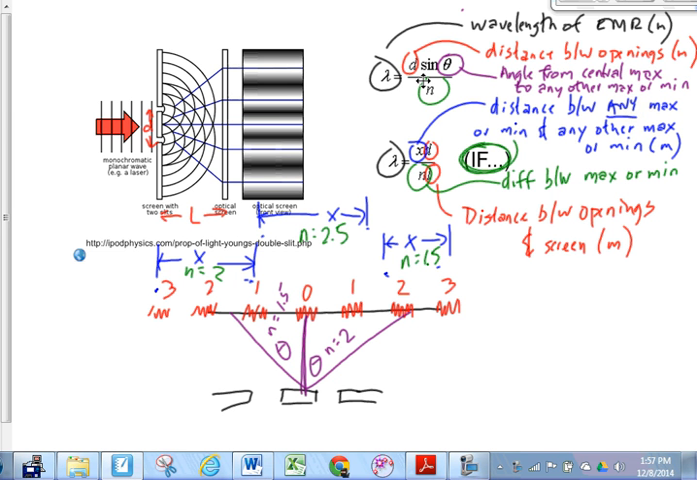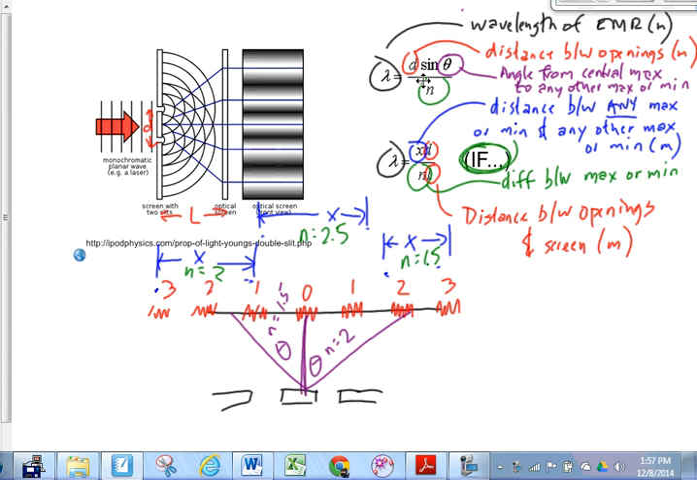No. X is the distance from one maximum to another maximum or a minimum to another, and it's going to be measured in meters, right? So let's say you're sitting right there, Lane's sitting right there. Okay, there's 4 meters in between you. The distance between you, 4 meters.